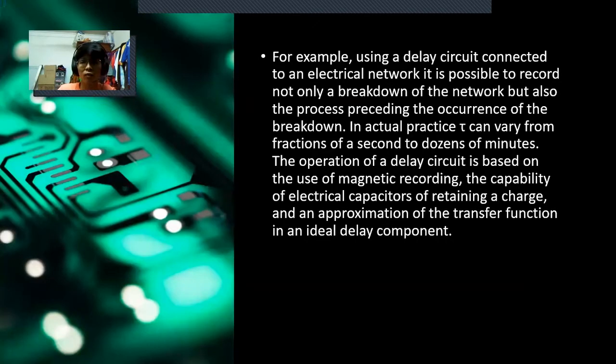For example, using a delay circuit connected to an electrical network, it is possible to record not only a breakdown of the network but also the process preceding the occurrence of the breakdowns. In actual practice, tau can vary from fractions of a second to dozens of minutes.